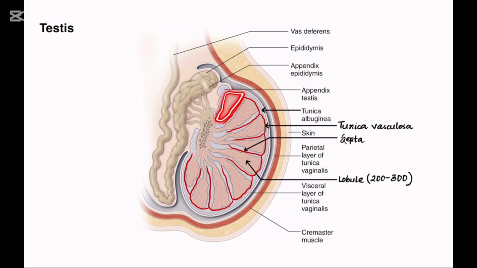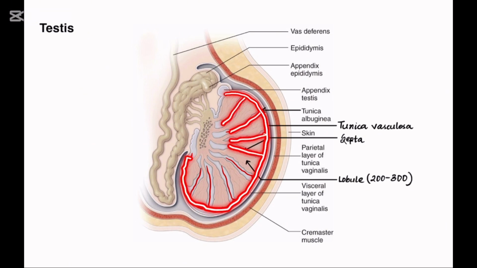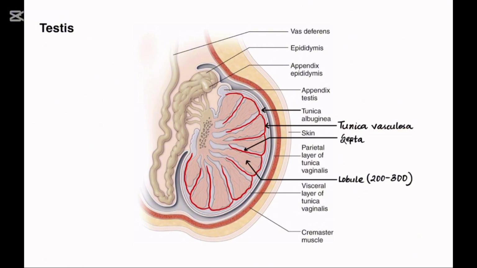Inside each of these lobules, there are 2 to 3 seminiferous tubules. The fibrous connective tissue covering, that is the tunica albuginea, and its protrusion inside, that is the fibrous septa, are supplied by the branches of the testicular artery that forms its own layer called tunica vasculosa or the vascular layer. So the red one is the tunica vasculosa, the gray one is the tunica albuginea, and the gray one protruding inside are the fibrous septa dividing testes into many lobules, with each lobule having 2 to 3 seminiferous tubules.